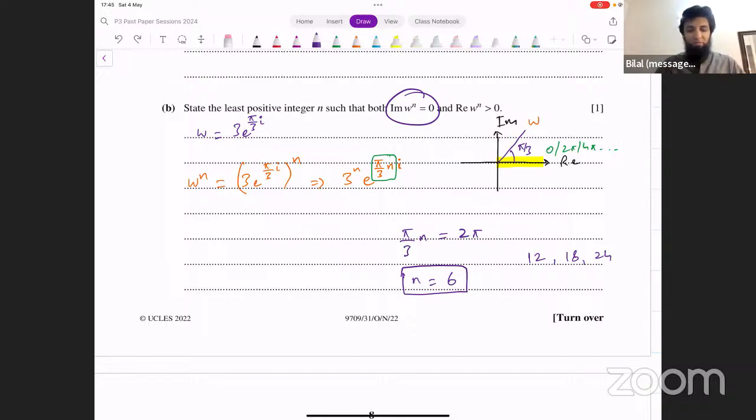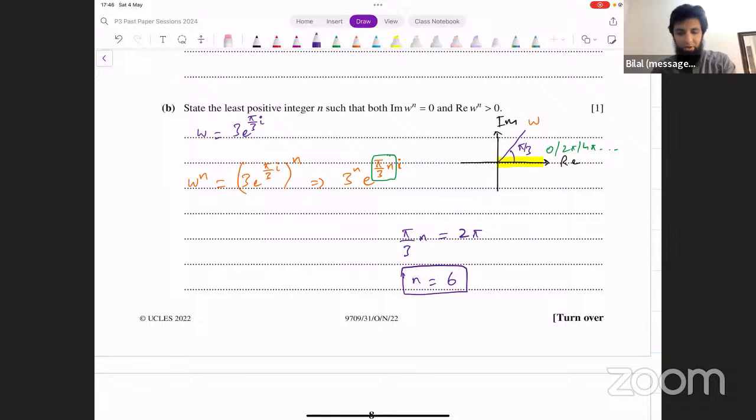What's the least possible value of n? The least possible value of n that we get here is 6. That is what makes the imaginary part equal to 0. Okay? Is that okay? That was question number 5 from this paper that you asked about.